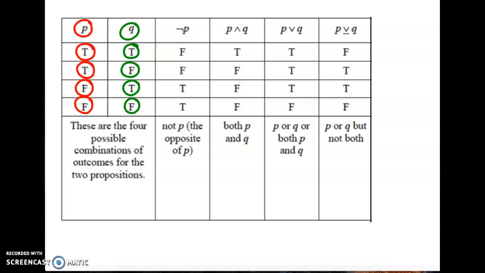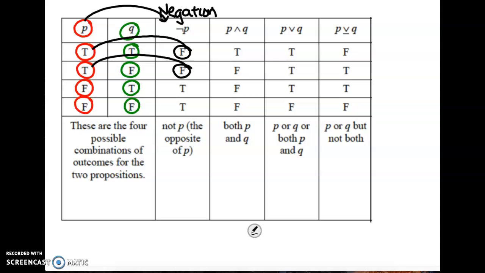The third column is the review of your negation. So if we look at the red column and we negate those, we do the opposite. The opposite of true is false. The opposite of false is true.